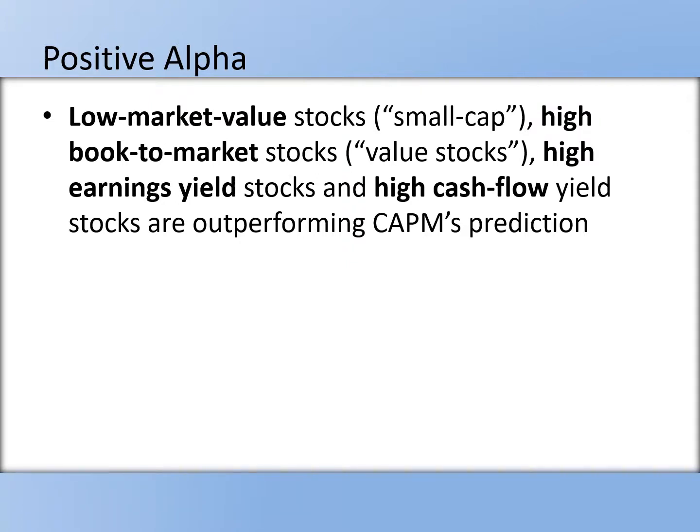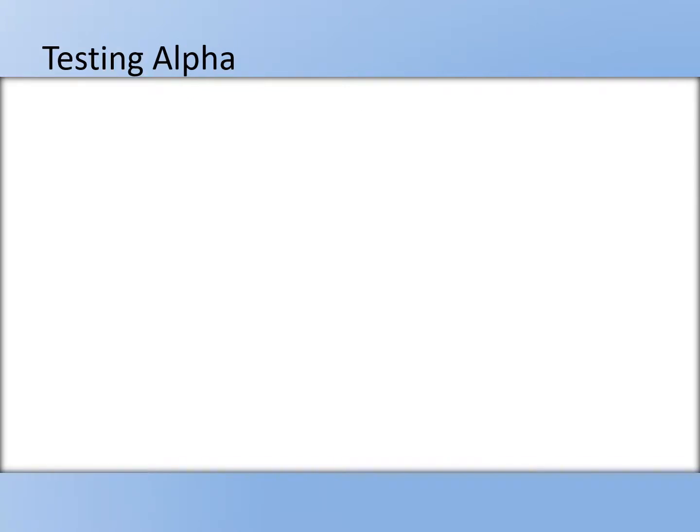Yeah, and then high earnings yield stocks and high cash flow yield stocks are outperforming CAPM's prediction. That's what we're going to investigate, right? So these companies, as you see in the previous diagram, somehow have higher return. Okay, so how do you actually test if there's some sort of anomaly over CAPM?